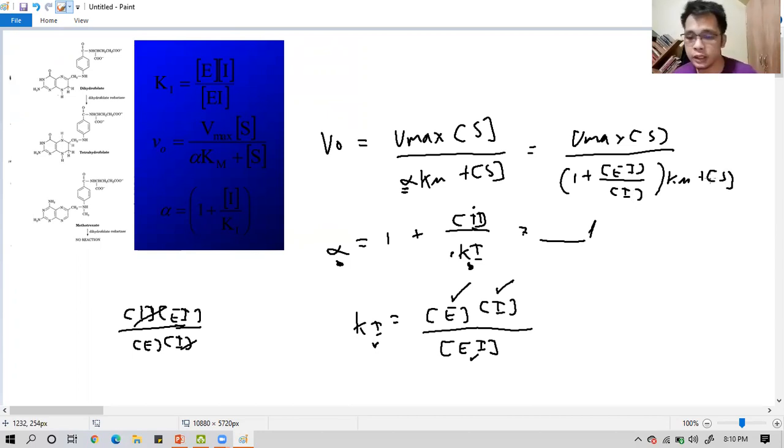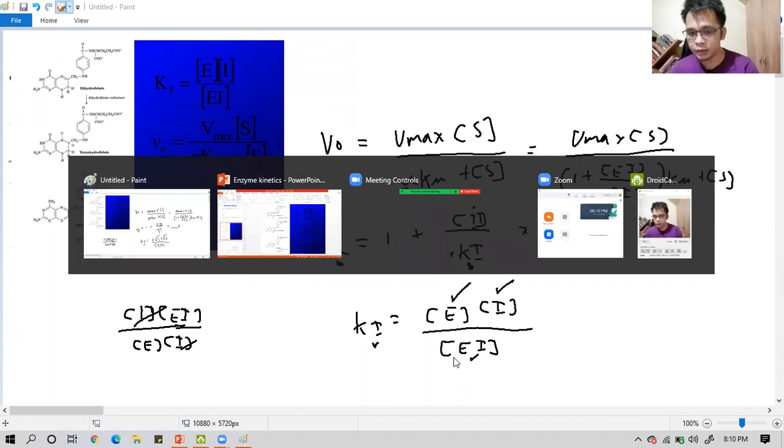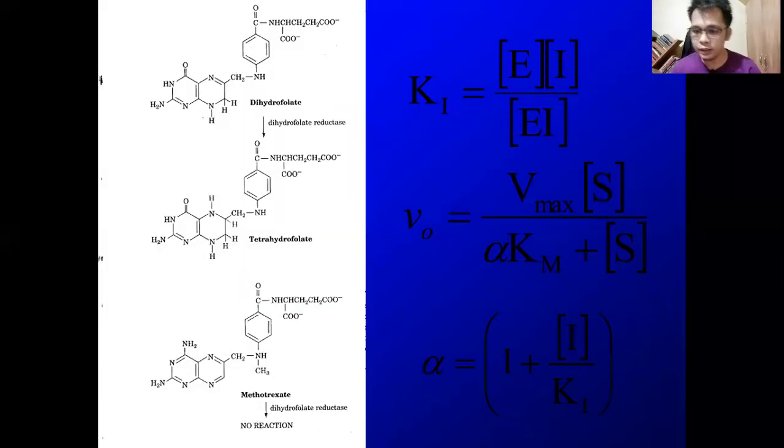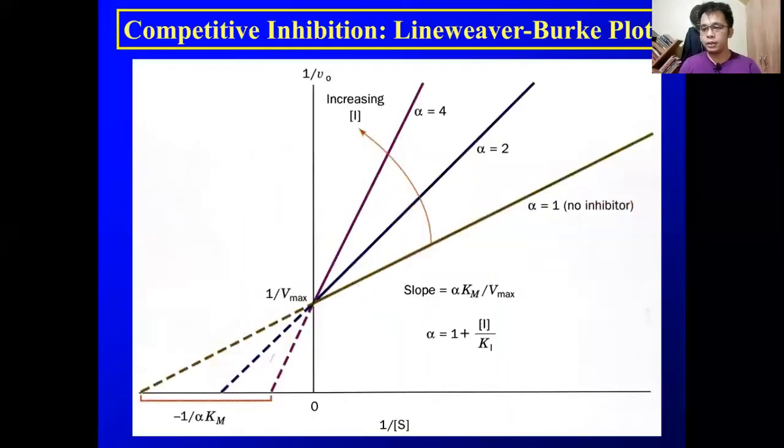So pasensya na sa may handwriting skills ko. I hope you get the equation here. Ayan. So that is the typical equation for the competitive inhibitor of our enzymes. Now, ano bang magiging epekto nito sa graph natin?